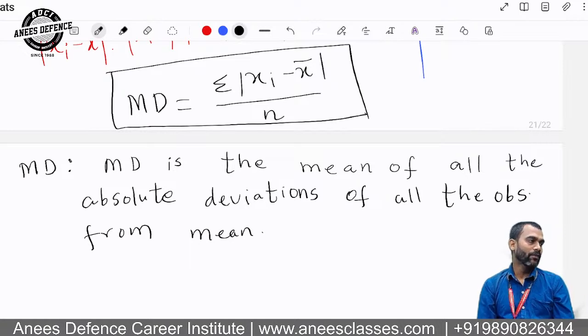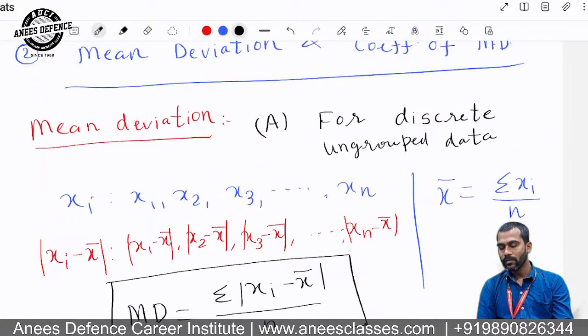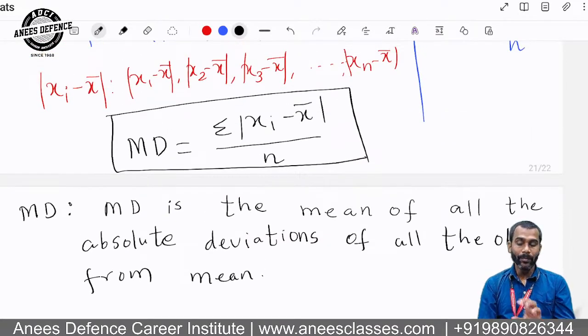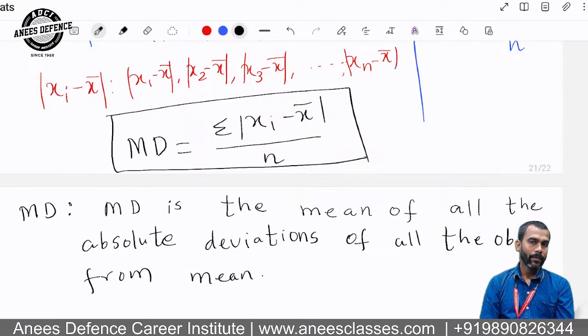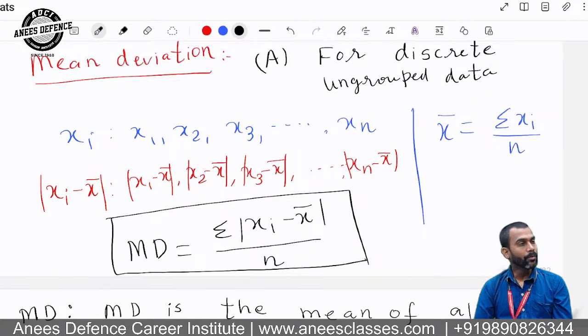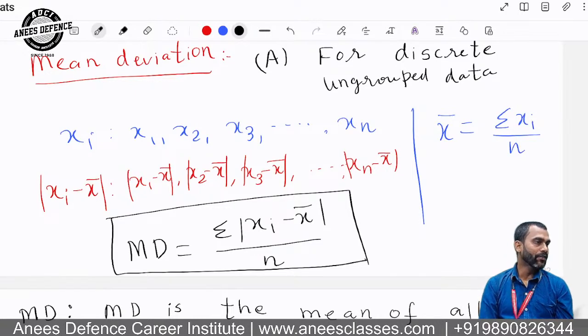So this is the first formula when data is of which type? Tell me. Discrete and ungrouped. So this is the definition. I hope it is clear now. So remember the steps. What is the first step? Find the mean. See, this is nothing but mean deviation about mean, because we have found out the deviation from mean. We have found out absolute deviations from mean.